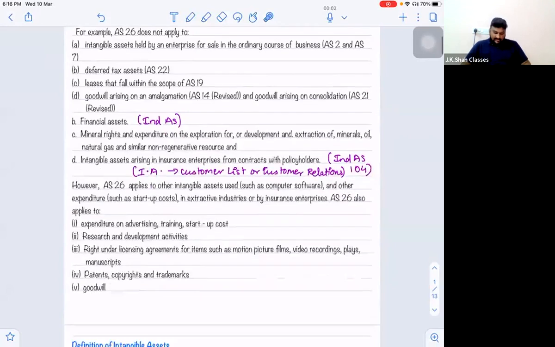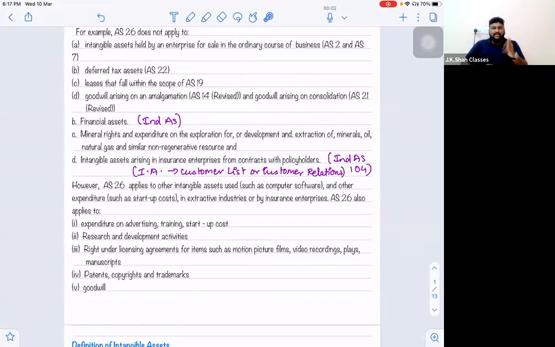So let's go ahead. Then, however, AS26 applies to other intangible assets such as computer software and other expenditures such as startup cost. Startup cost means when you start a new business. When you start a new business, there are many startup costs. Licensing fees are there. You take a GST license. You have to take a shop establishment license, right? Then if you are opening a restaurant, you have to take an FSSAI license. So all these expenses are considered as what? Startup cost. Basically, these are nothing but paperwork fees.